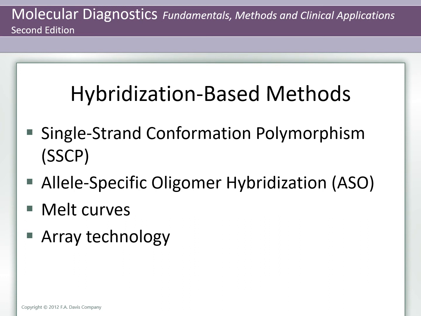Hybridization-based methods are the next group to discuss that are used for detection of gene mutations. We've already discussed or touched on some of these methods, but we'll go into a little more detail of some of the methods, such as single-strand conformation polymorphism, allele-specific oligomer hybridization, melt curves, and array technology and their applications on the following slides.